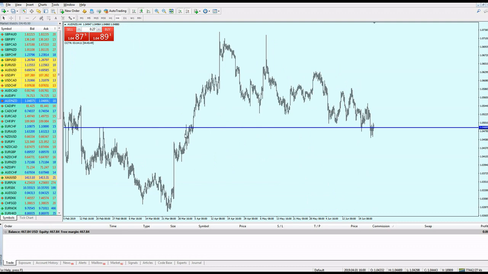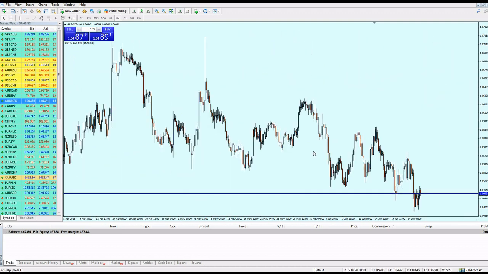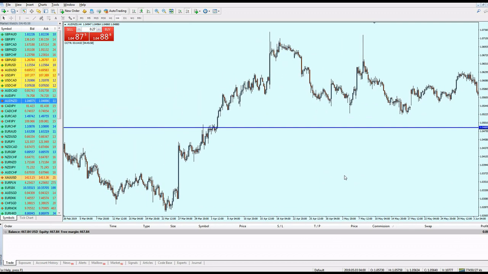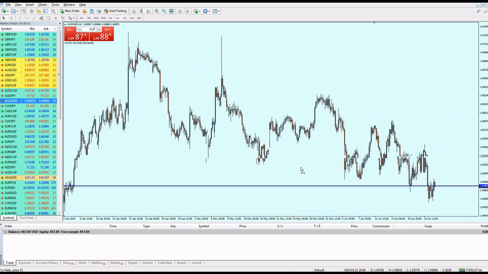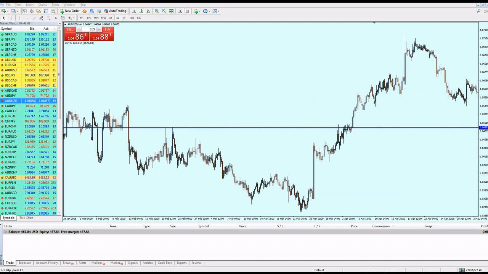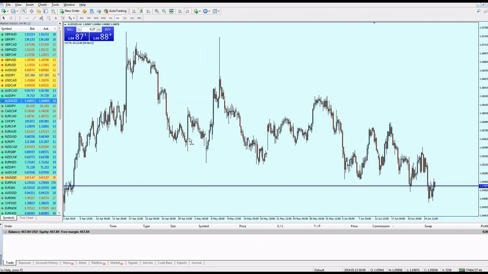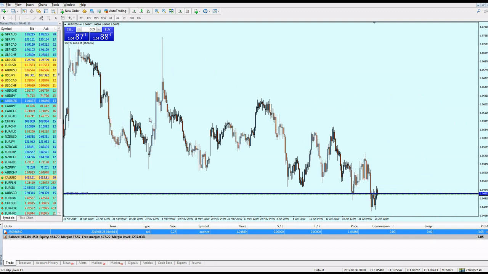By seeing that, we can see that the pair right now is exactly on this level of the previous resistance, and there is a red candle, and the pair is already reversing. If we go to the left, we can clearly see that this level was indeed a good resistance, and here as well. So meaning this will be a very good trade.